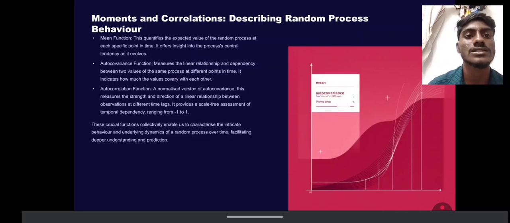These crucial functions collectively enable us to characterize the behavior and underlying dynamics of a random process over time, facilitating deeper understanding and prediction.